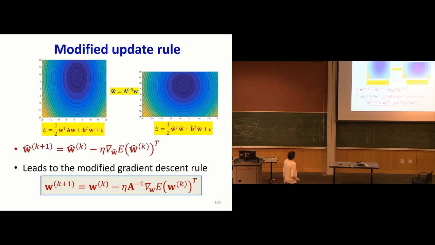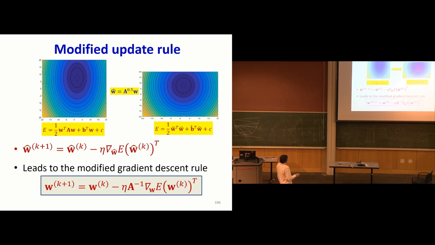And once you do that, here's what you're going to get: the modified update rule. Here was the original objective function. I scaled my coefficients, my directions, and now I have the modified objective function. The gradient descent rule for the modified objective function is simply going to be this, where this is the gradient computed on this surface, and this eta is the optimal step size for this surface. If you expand it out, that actually goes back.